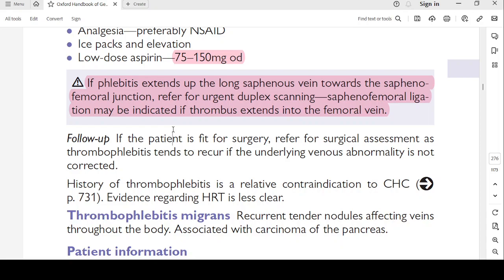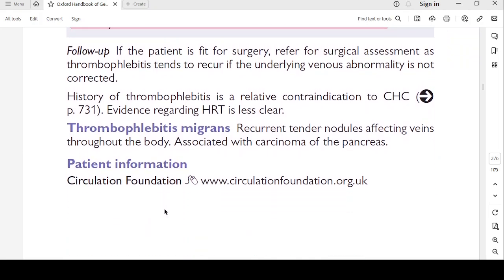Follow-up: if the patient is fit for surgery, refer for surgical assessment, as thrombophlebitis tends to recur if the underlying venous abnormality is not corrected. History of thrombophlebitis is a relative contraindication to CHC, combined hormonal contraceptives. Evidence regarding HRT is less clear. Thrombophlebitis migrans, recurrent tender nodules affecting the veins throughout the body, is associated with carcinoma of the pancreas.